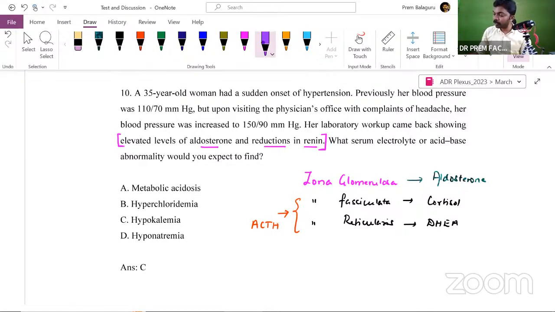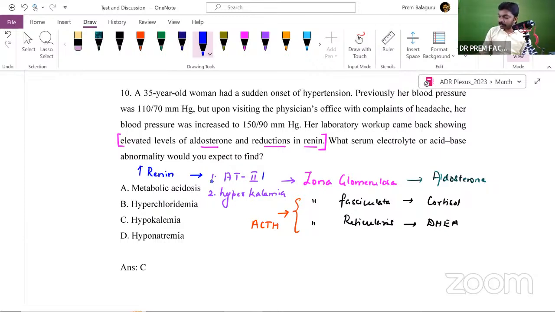For zona glomerulosa, the trigger is not ACTH. Rather, the trigger is going to be, number one, angiotensin 2. Number two, hyperkalemia. Either there must be increased potassium or there must be angiotensin 2. It is these two substances that trigger the glomerulosa to produce aldosterone. And you know angiotensin 2 comes from renin. So for normal aldosterone production, you require increased renin. That will increase angiotensin 2. That will increase the aldosterone level.